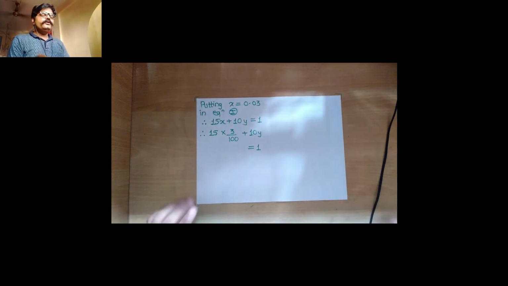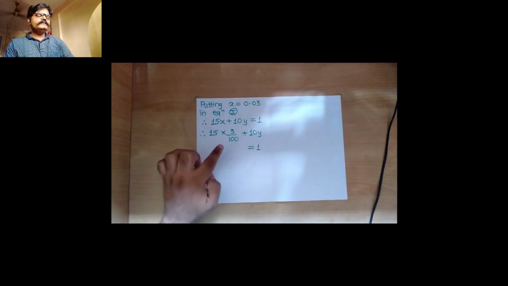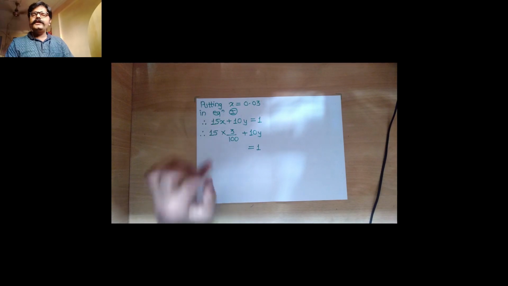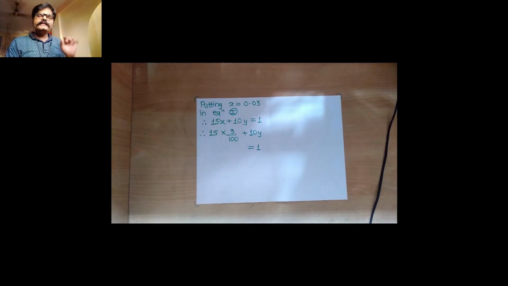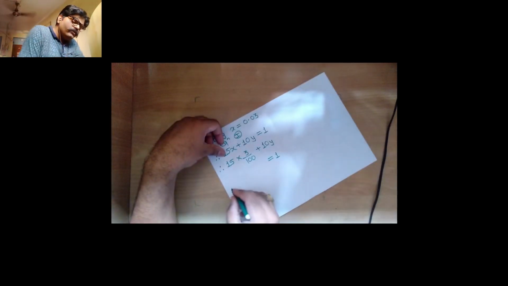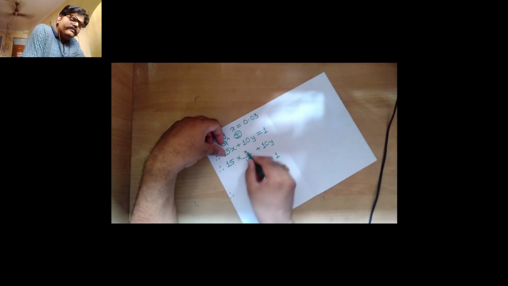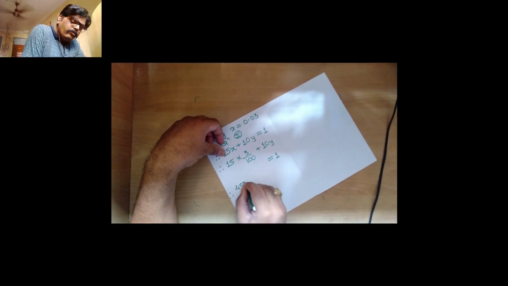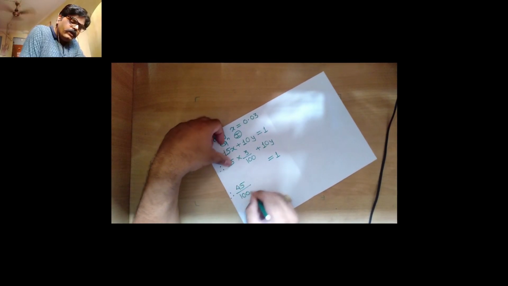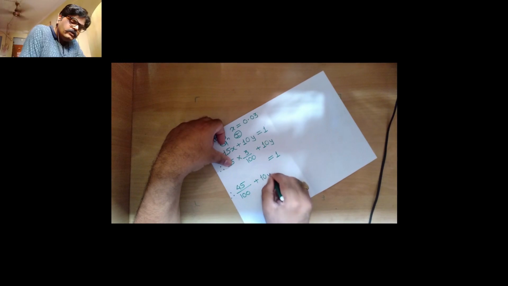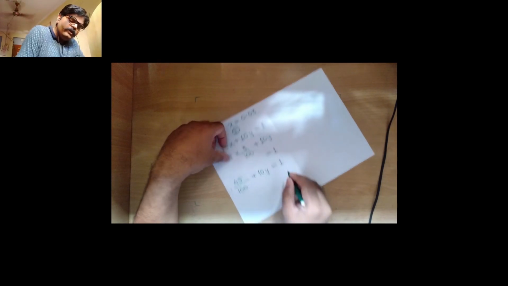Kindly note, instead of putting 0.03, why exactly are we substituting 3 upon 100? The only reason is that it is a little bit easier to solve. Even if we substitute 0.03 in place of x, that is perfectly alright. We will receive the same answer. Let us try to solve this equation. 15 multiplied by 3 will be 45 divided by 100 plus 10y is equal to 1.